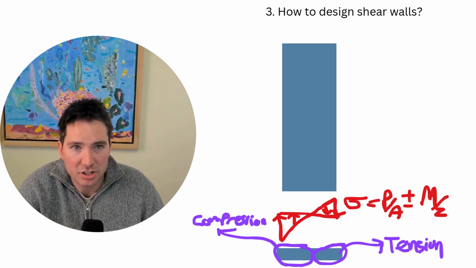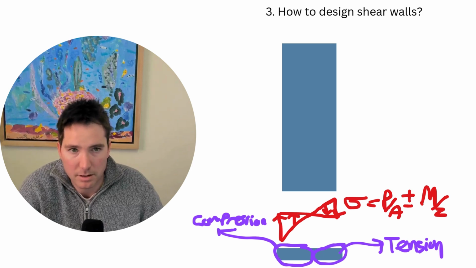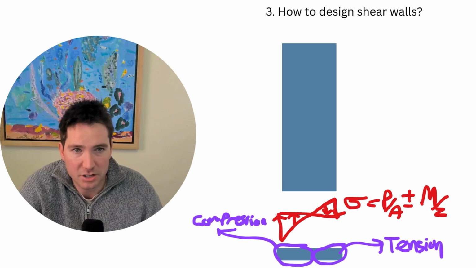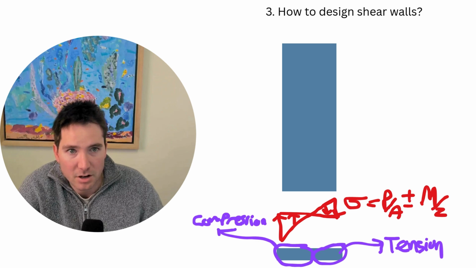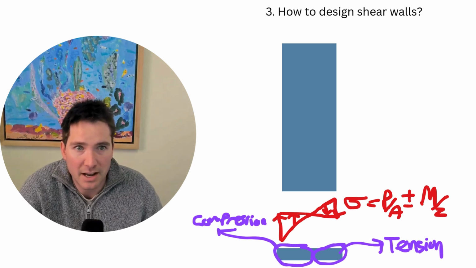For that stress distribution, I go M on Z plus P on A plus M on Z, which will give you your linear stress profile, showing obviously the compression zone on the left-hand side and the tension zone on the right. And then we're just sizing that area. We're checking that the steel reinforcement is adequate.